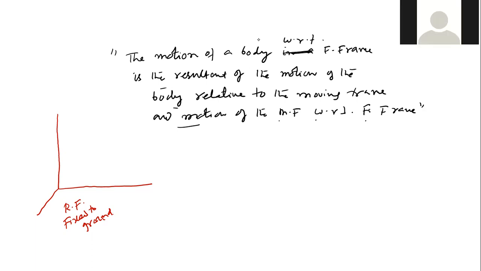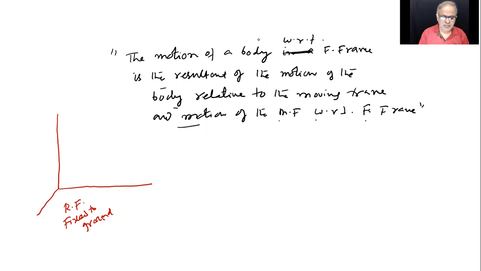Reference frame fixed to ground, reference frame fixed to the water, reference frame fixed to the train, reference frame fixed to the plane, reference frame fixed to moon, reference frame fixed to the fixed stars, like that. Every time there should be a material body on which an observer is supposed to be rigidly fixed himself or herself and watch events happening out there. Okay, that's the reference frame fixed to ground.